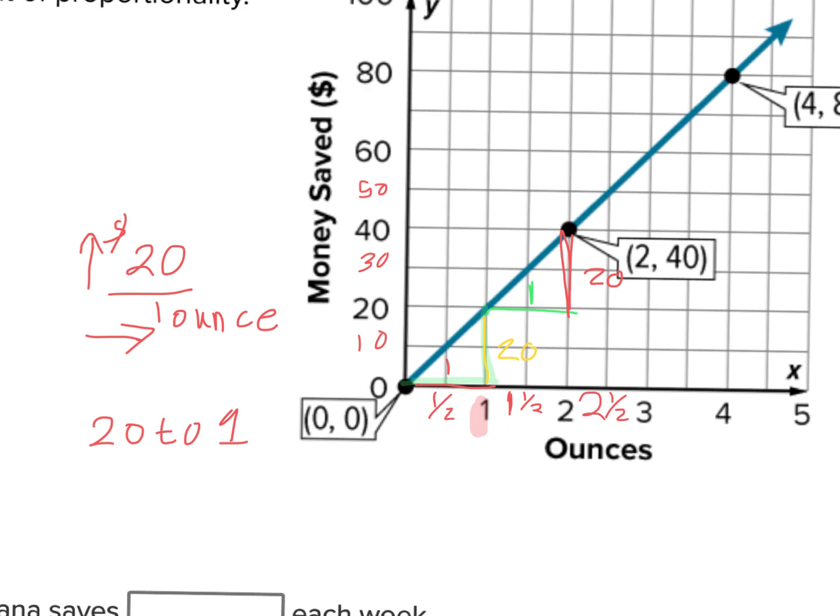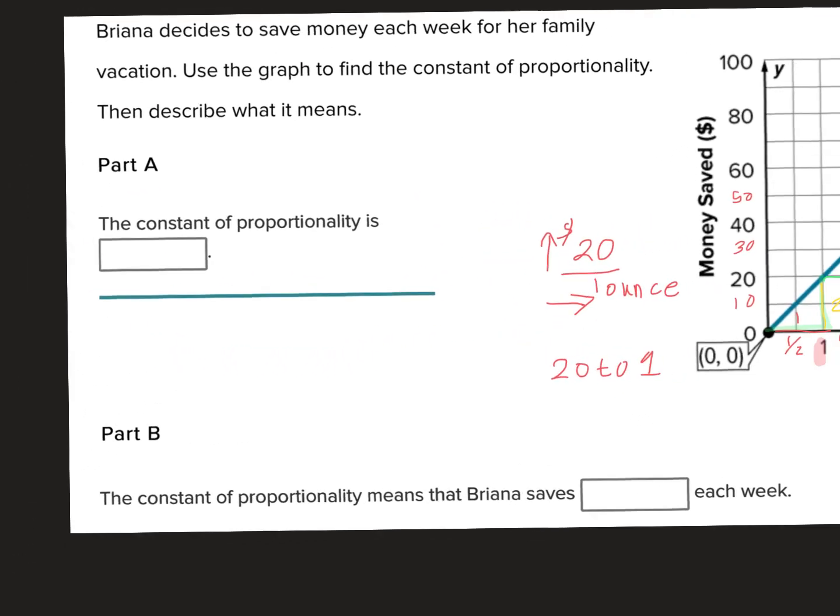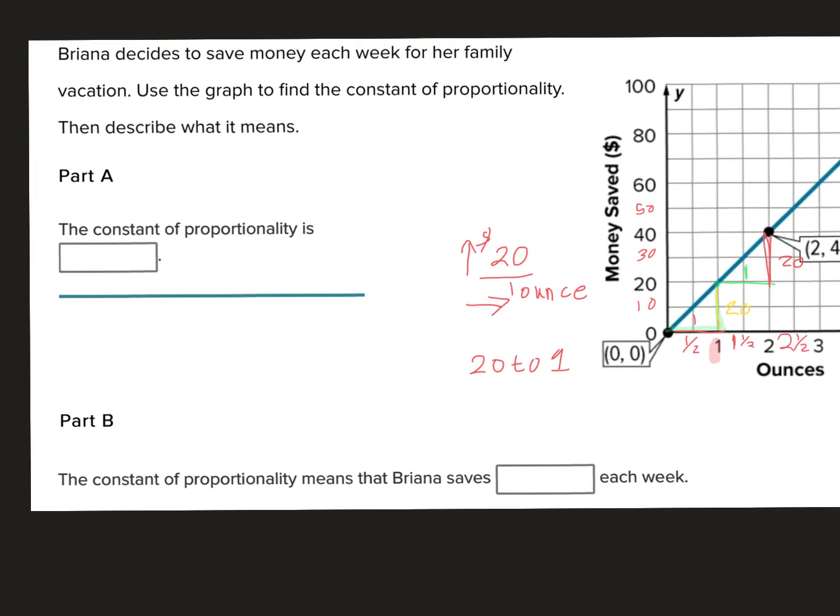We'll get to that more often, but $20 for every 1 ounce. So the constant of proportionality is 20 to 1. The constant of proportionality means that Brianna saves $20 each week.